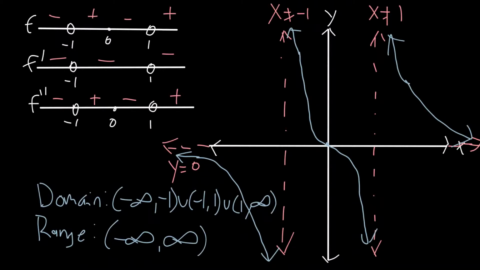If we were asked to identify the inflection point, we would note that here we have an inflection point at (0, 0), because the concavity changes from concave up to concave down. So this is the overall method for sketching our graph.